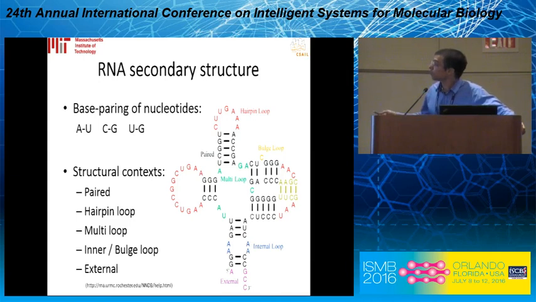So now we are interested in the context of the different nucleotides, and in this study we are going to consider 5 contexts: paired, hairpin loop, multi-loop, inner loop, and the external context, which is not encompassed in any stem.